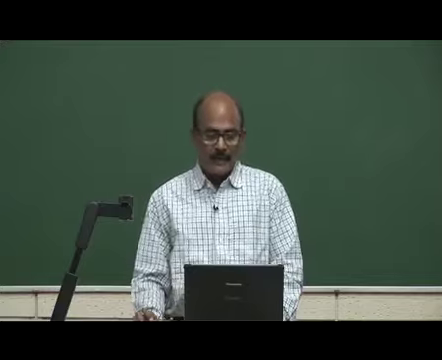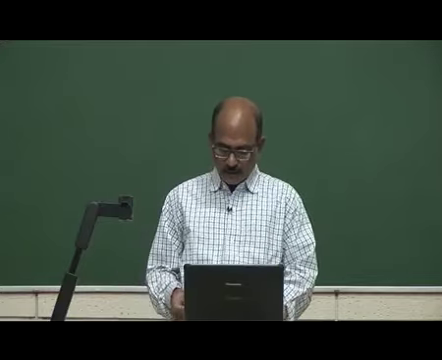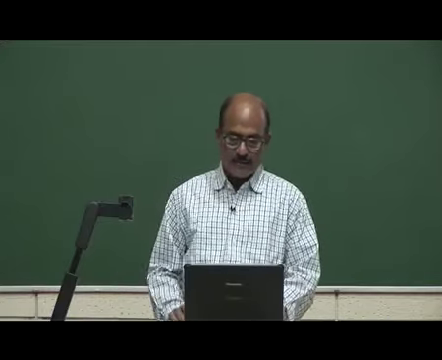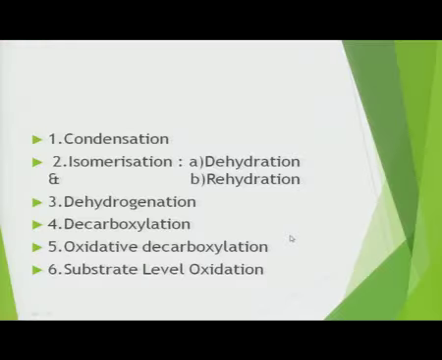The Krebs cycle, the first step, is called condensation, which I have already discussed. In the condensation process, the acyl coenzyme combines with the oxaloacetic acid and forms citric acid. Now, the second process is called isomerization. In this isomerization, two processes are involved, called dehydration and rehydration. In the dehydration process, there is the removal of water, and in the rehydration process, there is the addition of water.